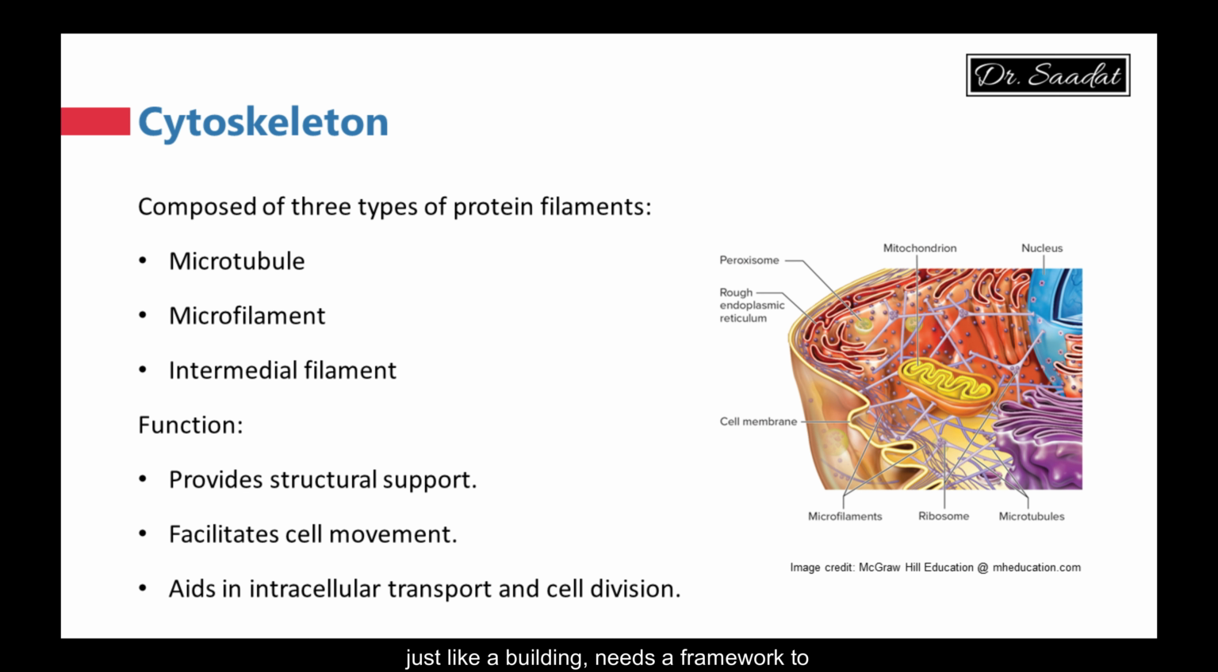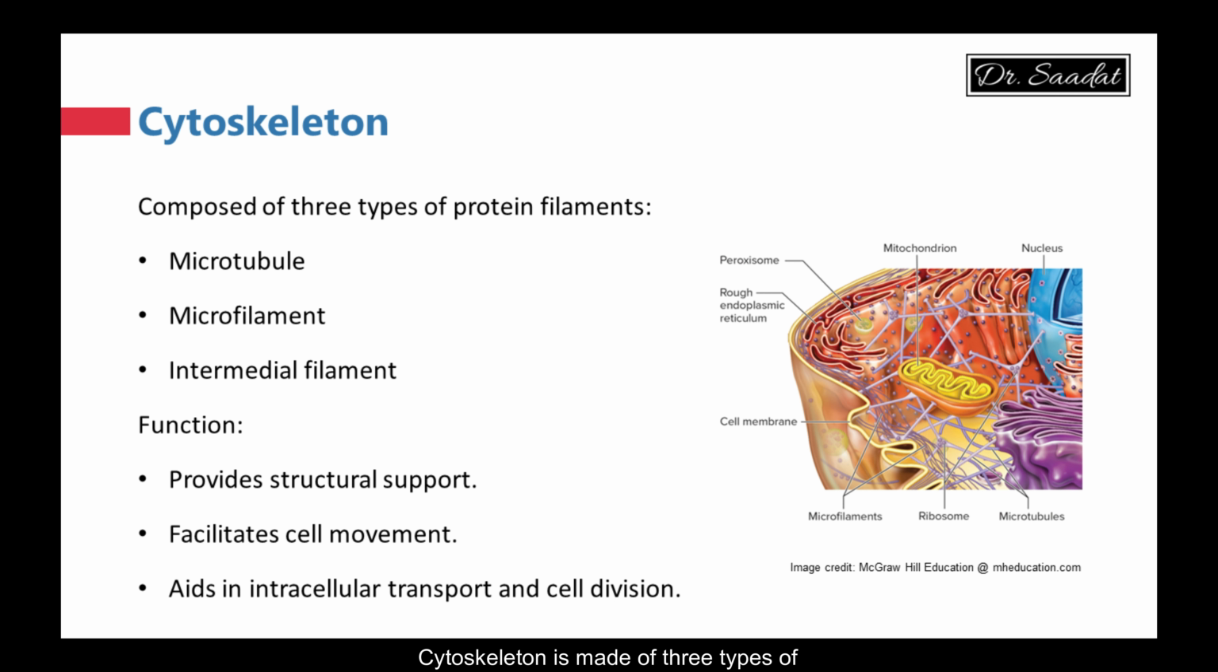Cytoskeleton. Just like a building needs a framework to maintain its shape and structure, cells have an internal scaffolding system called the cytoskeleton. The cytoskeleton is a complex network of protein filaments that provide structural support, shape, and organization to the cell. It also plays a crucial role in various cellular processes like movement, division, and transport.